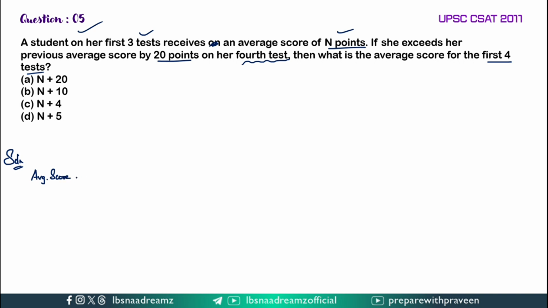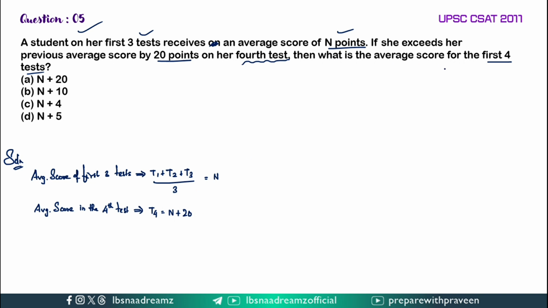Average score of first three tests. Take this as T1 plus T2 plus T3 divided by 3 is equal to n. In your fourth test, the average score in the fourth test, T4 is equal to n plus 20, right? She is exceeding 20 marks from her previous average score. So n plus 20.